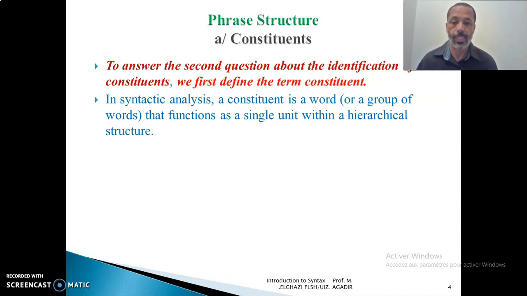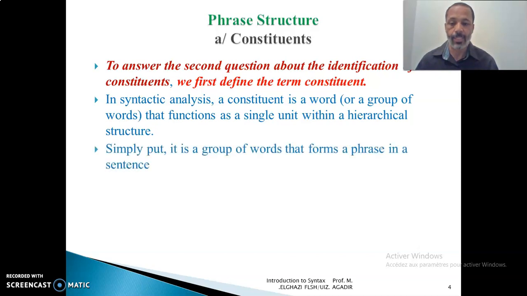A constituent can function as a subject, or as an object, or as a modifier, or complement, or subject complement, object complement. It depends. These are the syntactic functions that we have seen before. So a constituent, by definition, is one word or a group of words that fulfills a function, a syntactic or grammatical function.